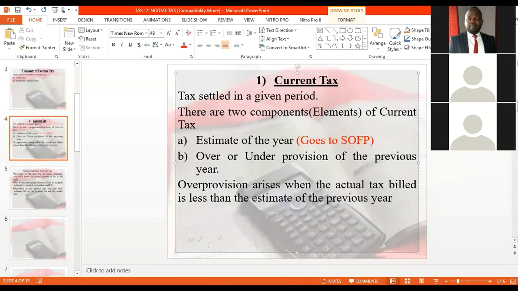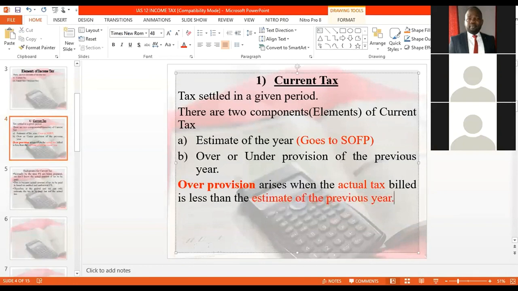I'm repeating. When do we have over provision? This is important because it affects our balance sheet, it affects our income statement. So over provision arises when actual tax billed is less than what? The estimate of the previous year. I hope everyone has understood that.